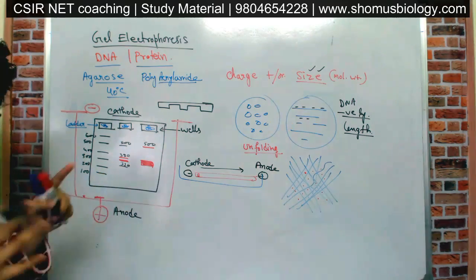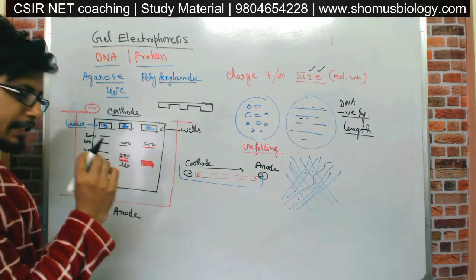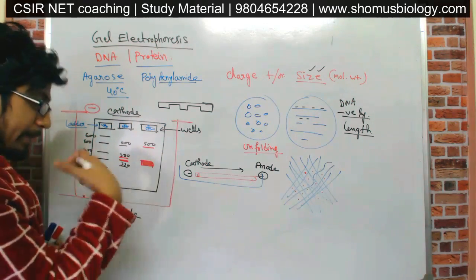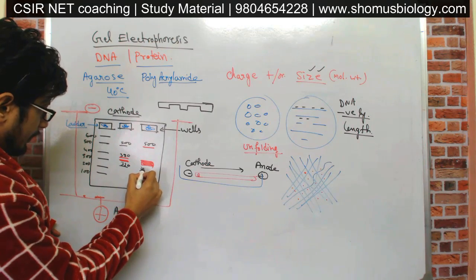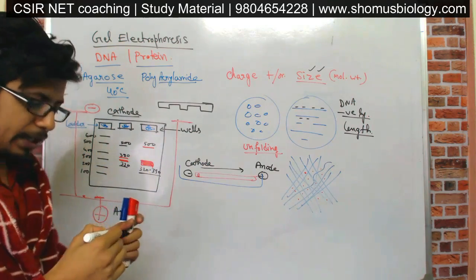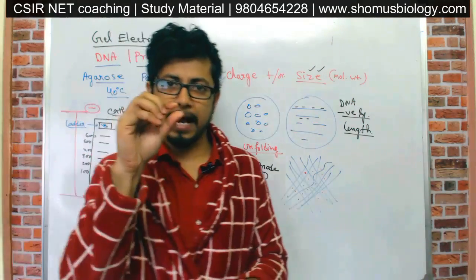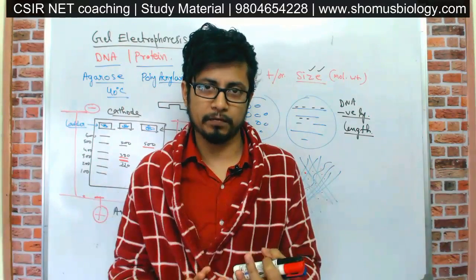When we see a broader band there, what does that mean? That means a lot of the DNA present in the mixture, many of the DNA, belong to a similar range. They belong to the 320 to 350 base pair range. That's why you get a very, very thick band. A very thin band means fewer DNA, a thick band means more DNA.